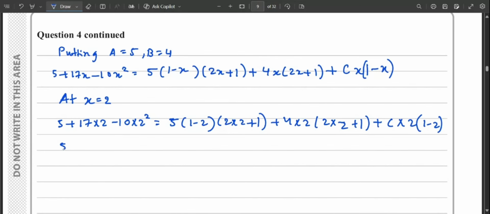So now simplifying this will give us 5 plus 17 into 2, which is 34, minus 10 into 2 square, 40. Again this will give us 5 into 1 minus 2, which is minus 1, into 2 into 2 is 4 plus 1, which is 5, plus 4 into 2, which is 8, into 2 into 2 plus 1, which is 5, and c into 2, I will write it out as an expression, so 2c into minus 1.